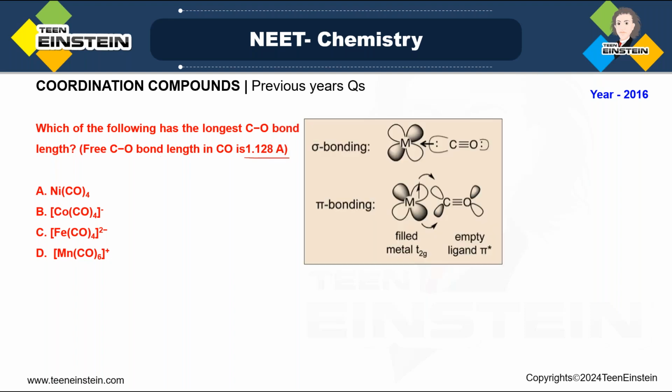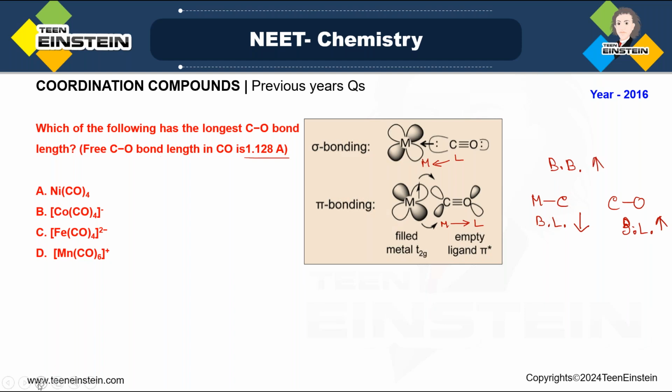Now this picture you have already seen in one problem I have shown you. So here we know where sigma bonding is there, electrons are coming from ligand to metal. But when it is pi back bonding, electron density is going from metal to ligand. Now when this pi bonding is occurring, what will happen? The metal carbon bond length will decrease and carbon oxygen bond length will increase when there is back bonding increasing.